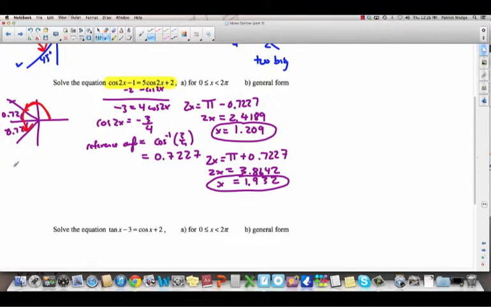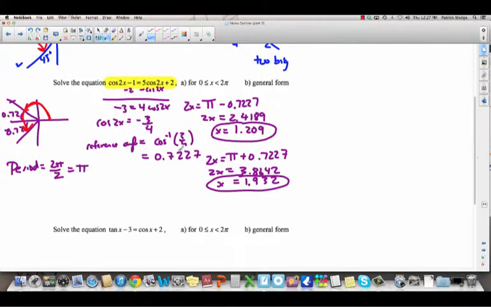Now, our period is 2 pi for cosine divided by the b value of 2. So our period is pi. So we would expect that you would get some more answers here. How many more? Twice as many because of the 2. How do we get them?